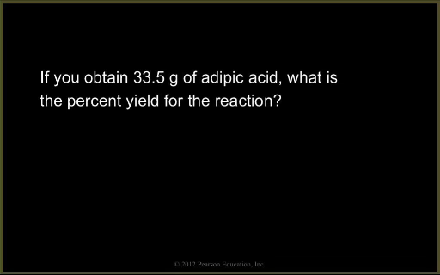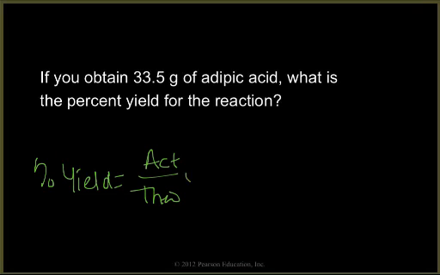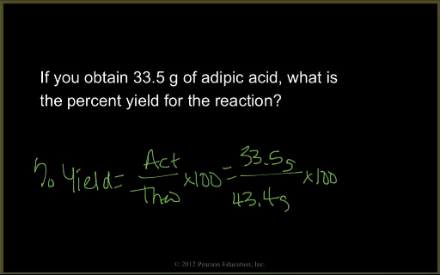Now they're telling me I ran the reaction and I obtained 33.5 grams of adipic acid. What is the percent yield? So the percent yield, again, is the comparison between the two. So percent yield is actual over theoretical times 100. So the actual, they told me, was 33.5 grams. From the previous slide, my theoretical was 43.4 grams. Multiply that by 100, and that gives me a 77.2% yield, which is pretty good for a reaction.